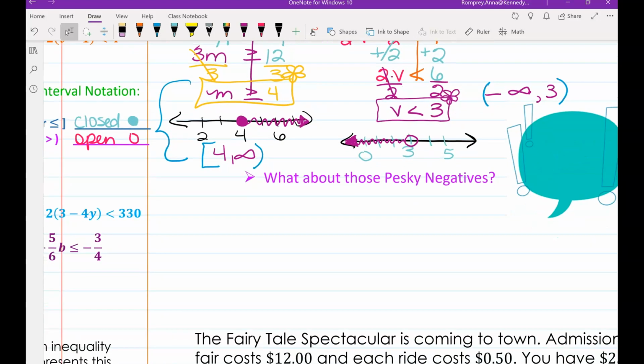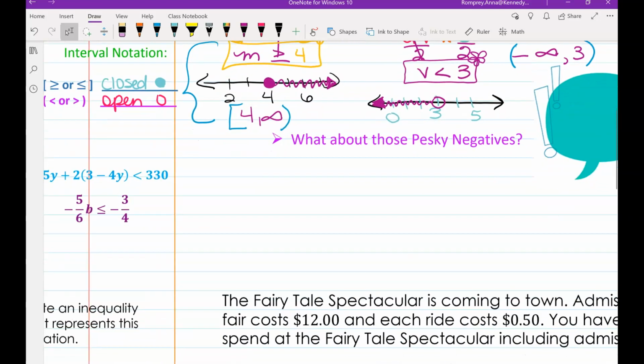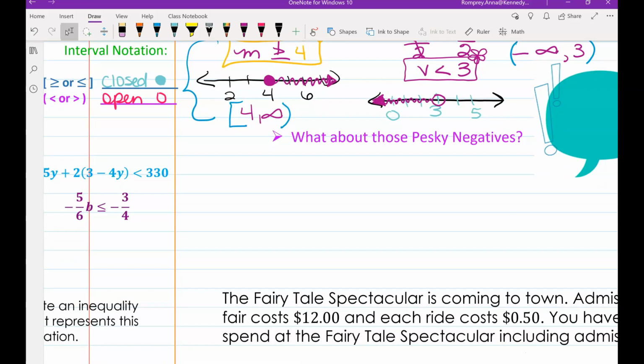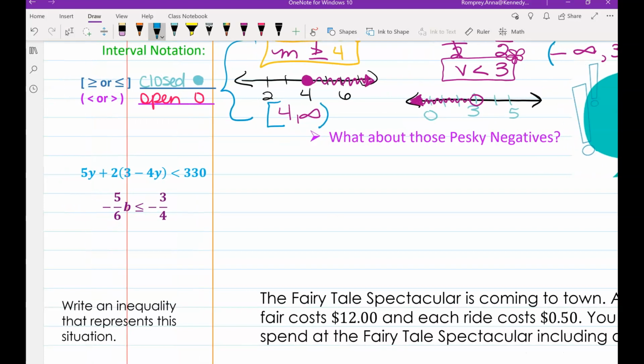Okay. So far, nothing really has changed between how we solve an equation and how we solve an inequality. However, there is something different when we have some negatives, and it's specific to multiplying and dividing by negatives. So let's go ahead and try this one.